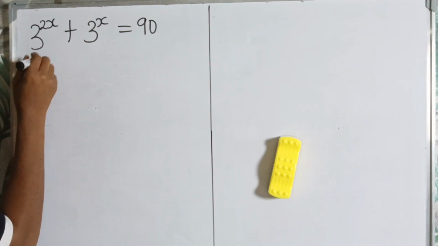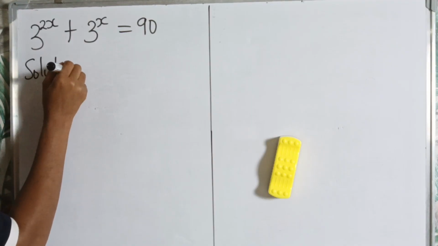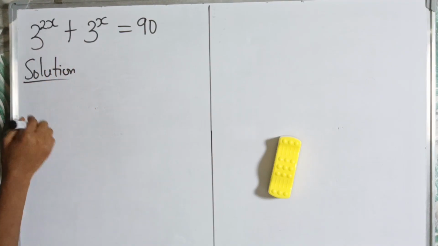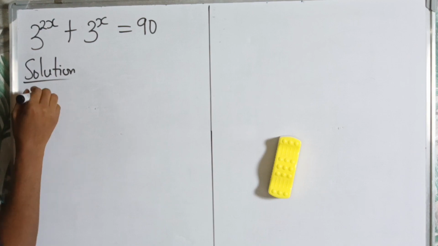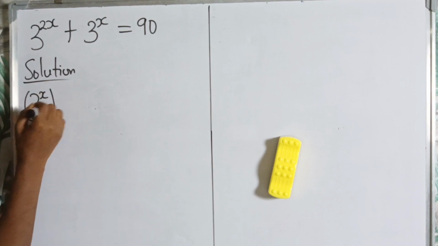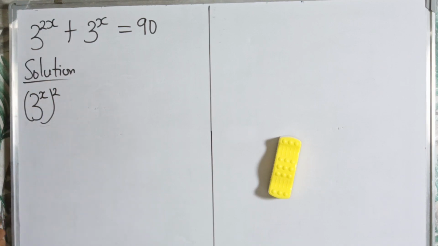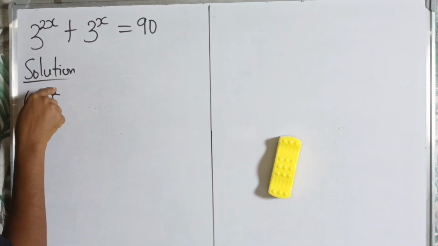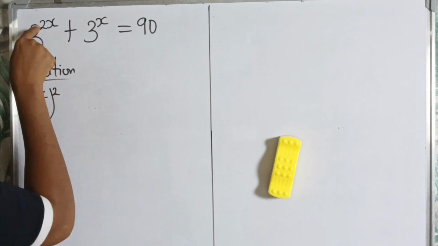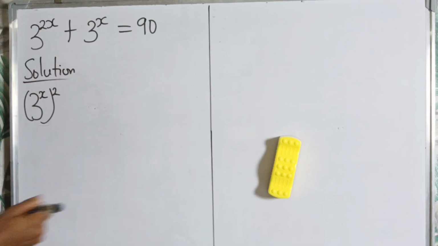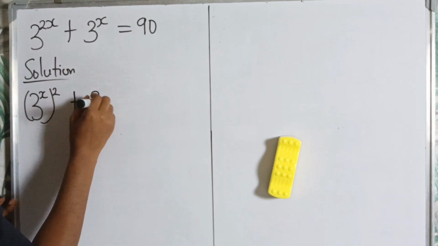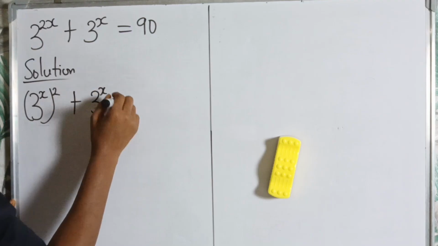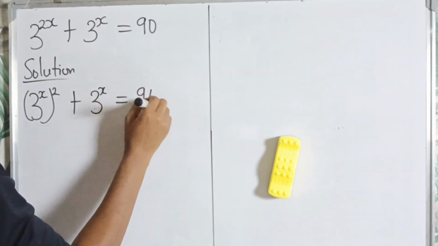So, solution. We switch this exponent. So we have 3 raised to the power x, raised to the power 2. Now, I didn't change anything. I just switched the exponent. If you multiply x times 2, you are still going to have 2x. Then here I have my plus 3 raised to the power x equals 90.